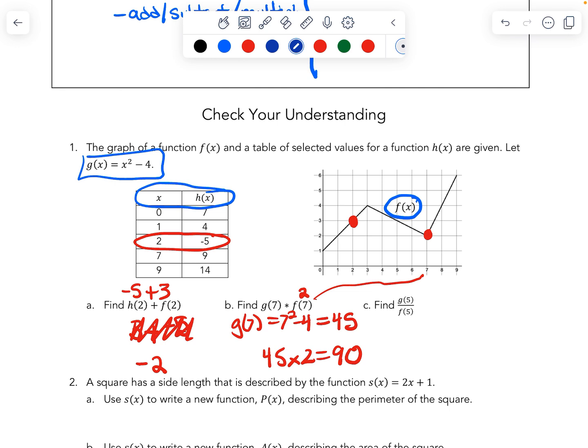And then our division, g of 5, so that's our equation there. So 5 squared minus 4 is 21. f of 5, okay, so that's our graph, 5 right here. So that's this part, is 3. So 21 divided by 3 is 7.